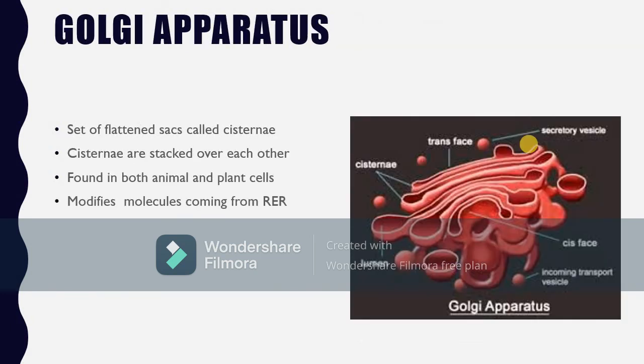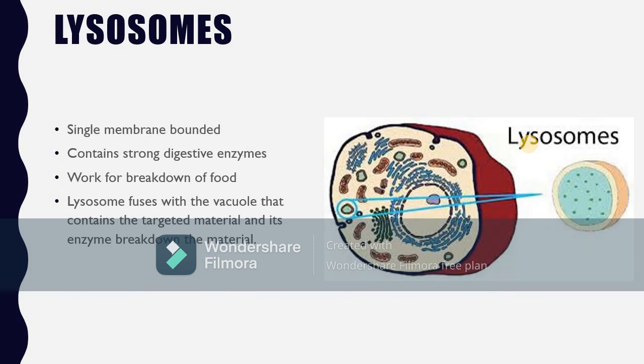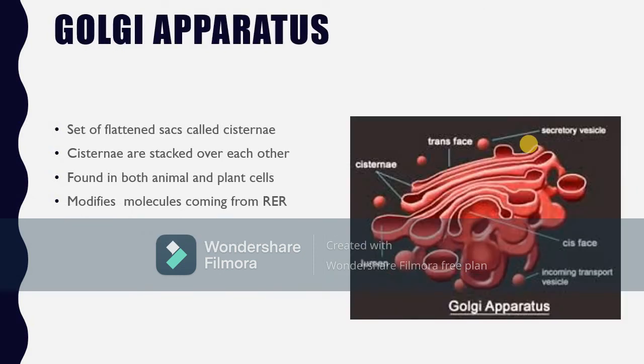The next thing is about the Golgi apparatus. Camillo Golgi was the first to discover the Golgi apparatus. These are the flattened sacs called cisternae in the cell. In this set, many cisternae are stacked over each other. You can see these are all stacked over each other. And the complete set of cisternae is called the Golgi apparatus.